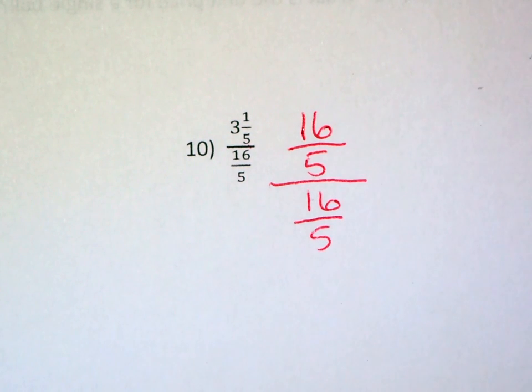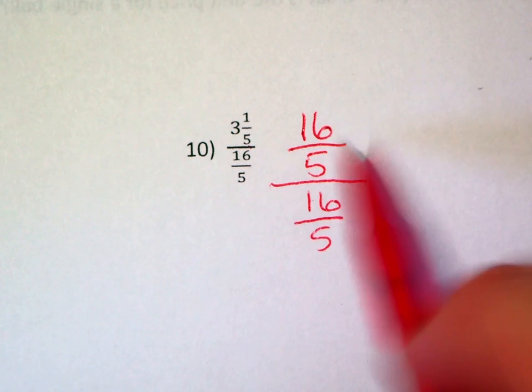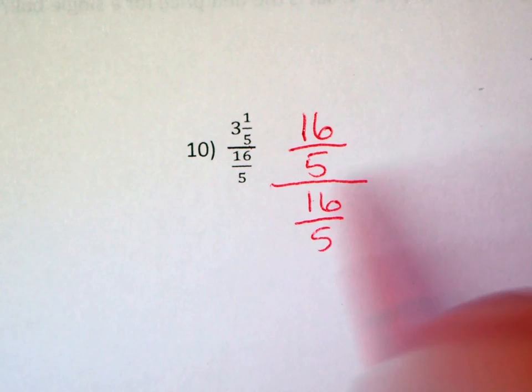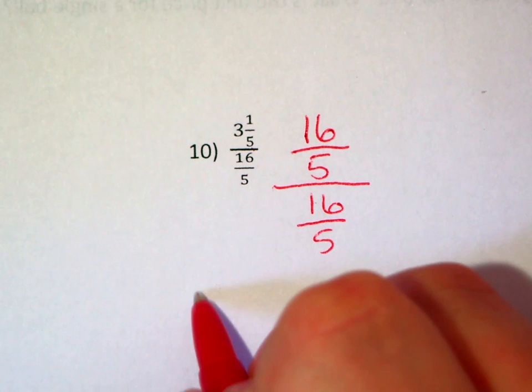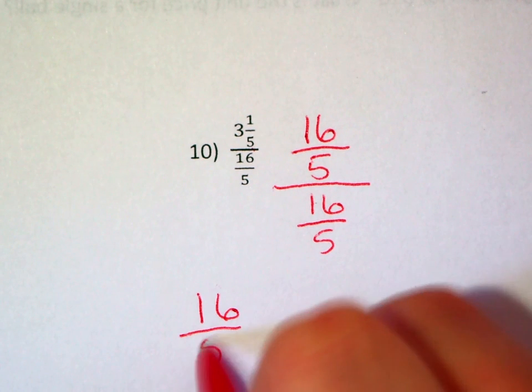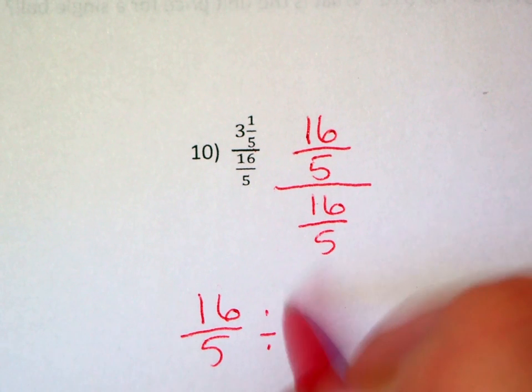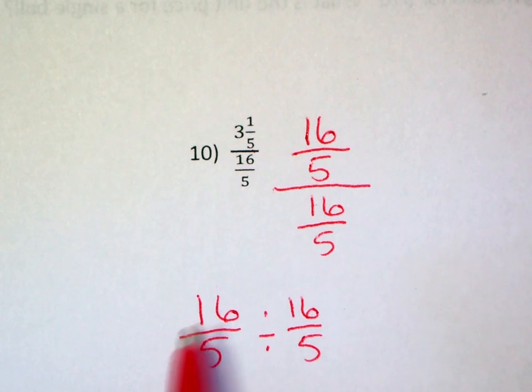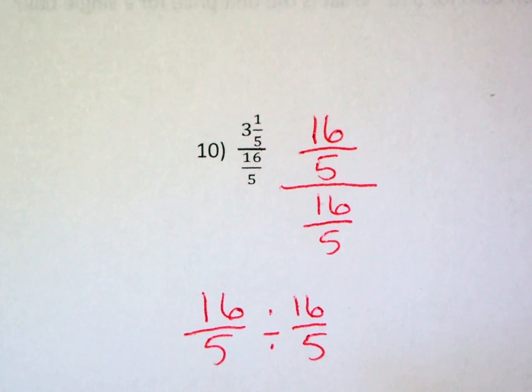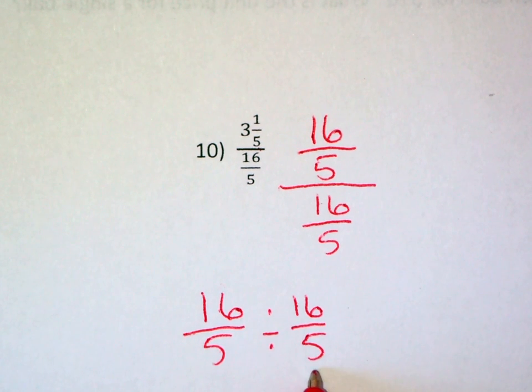16/5. And remember that this set of fractions being divided into each other is the same as 16/5 divided by 16/5. Now from here we would practice our rule just like we did in problem 2. We would keep the first term, change our sign to multiplication, and then flip our last term.